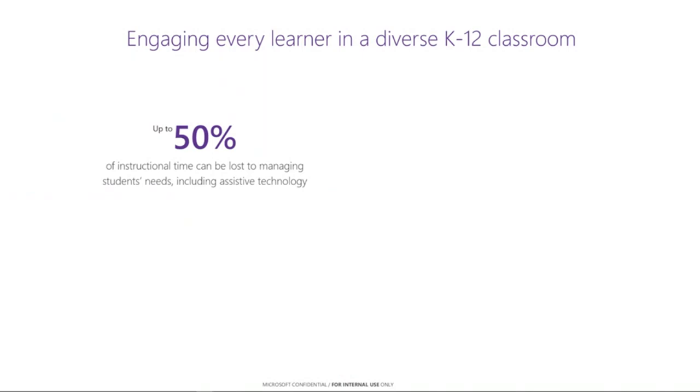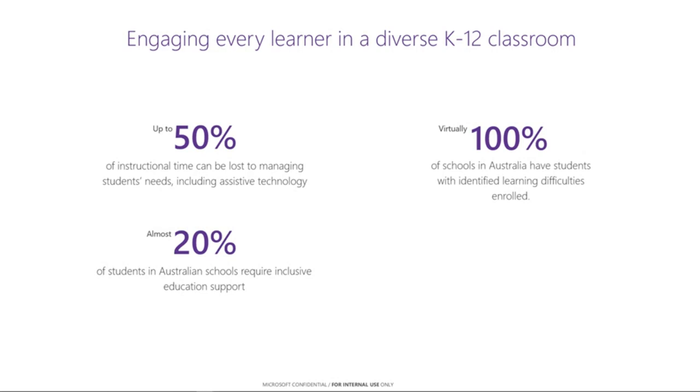Look at this. Up to 50% of instructional time can be lost to managing students' needs, including assistive technology. These are Australian stats, by the way. Virtually 100% of schools in Australia have students with identified learning difficulties enrolled, right? So this is not just a, some of us issue, it's an all of us issue as teachers. Almost 20% of students in Australian schools require inclusive education support, all right? So that's nearly 1 in 5, right? So that's every single class again.